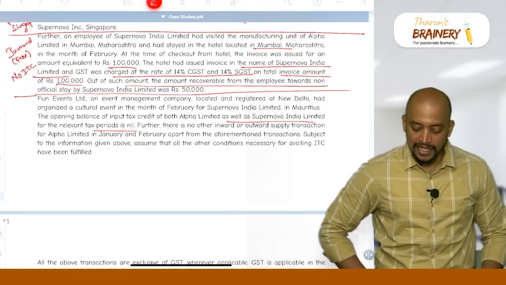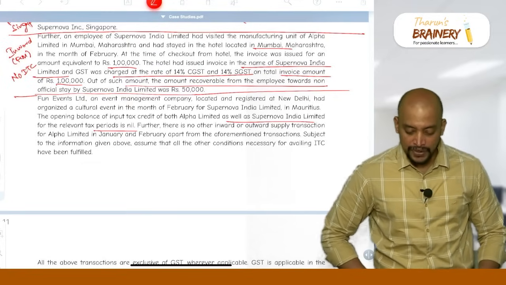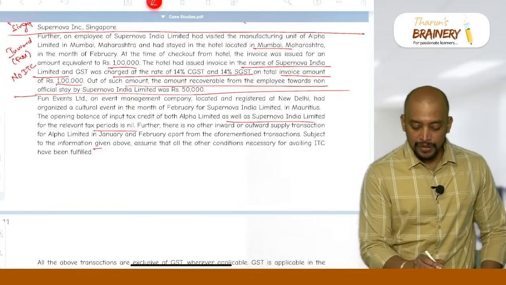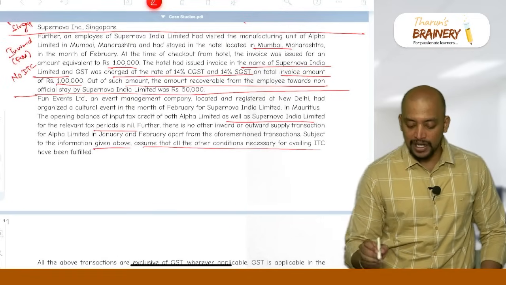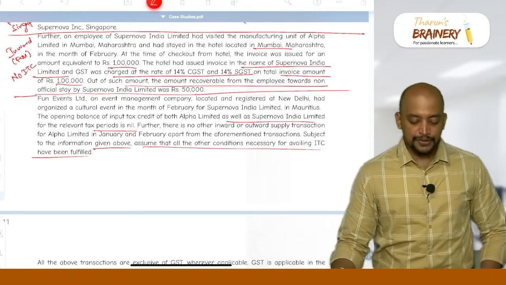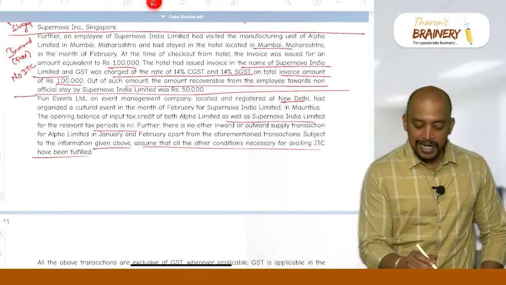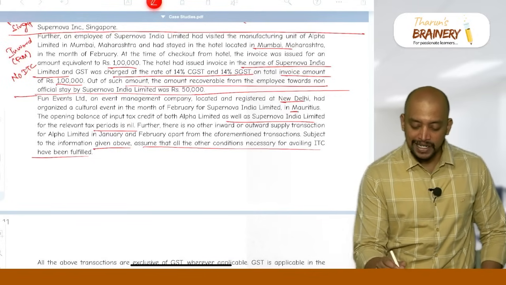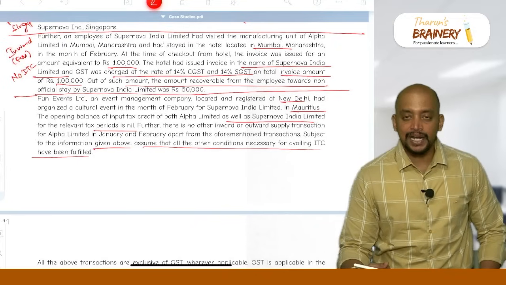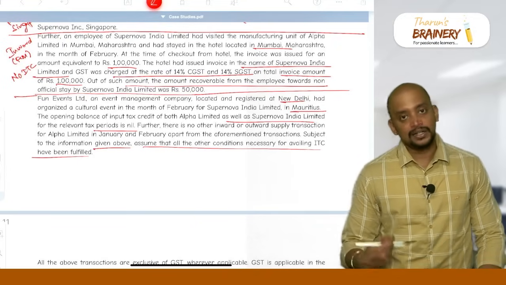Further, there is no other inward and outward supply transaction for Alpha Limited in January and February apart from the aforementioned transactions. Subject to the information given above, assume that all other conditions necessary for availing ITC have been fulfilled. So, Fun Events, the event management company, where is it located? New Delhi, and it had organized a cultural event for Supernova India Limited in Mauritius. Okay, so event management company located in India, Supernova India Limited, India.